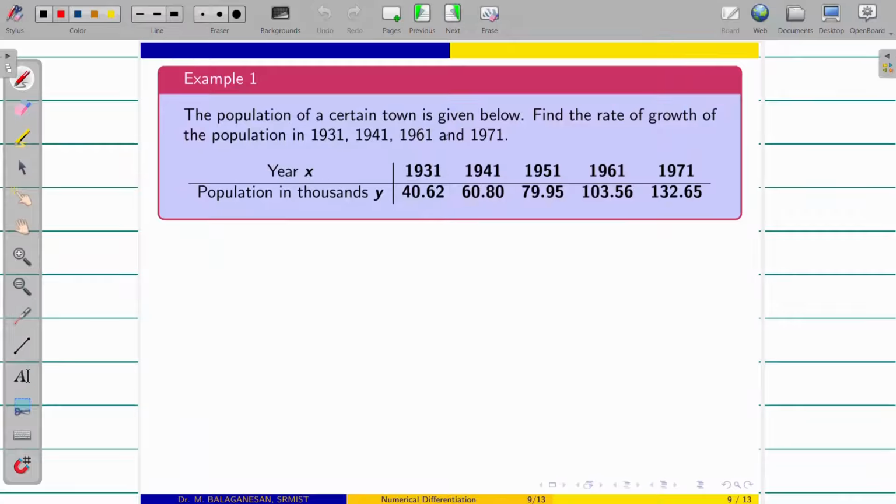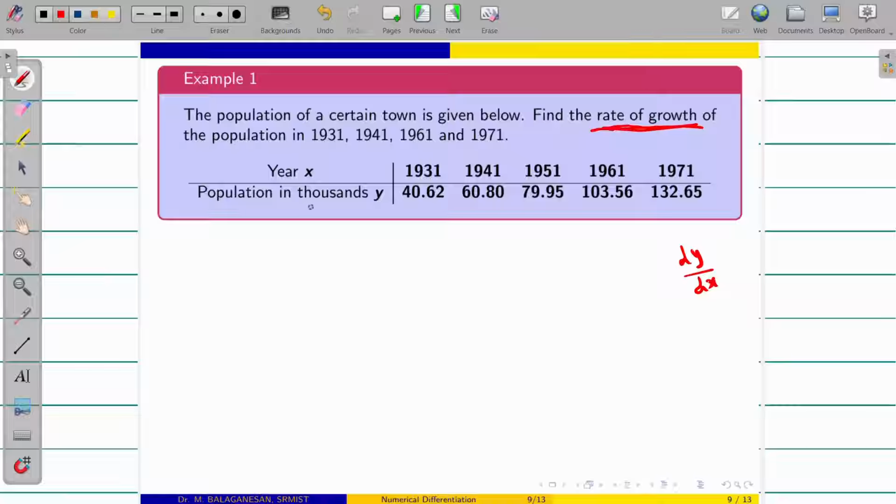A population of a town is given below. Find the rate of growth. Before answering the question, you should read the question very carefully. Find the rate of growth. The same kind of problem was there in the previous chapter, interpolation. Do not confuse that with this. Find the rate of growth of population. Rate of growth, rate of change. Rate of change is nothing but dy by dx.